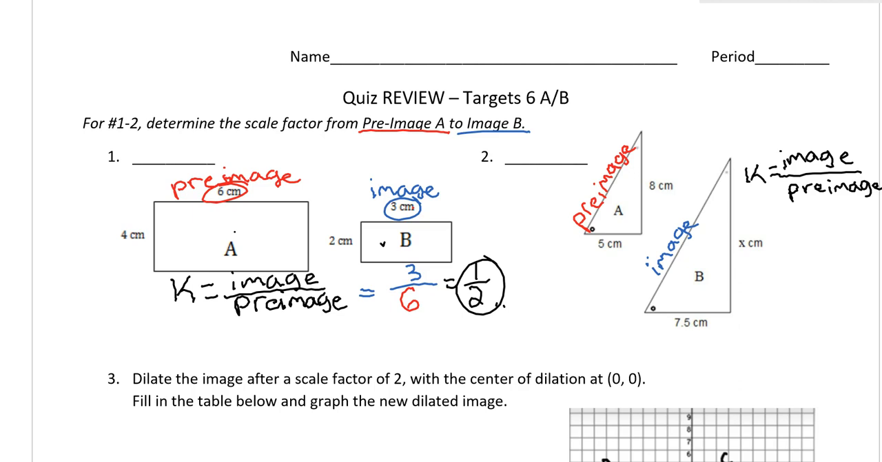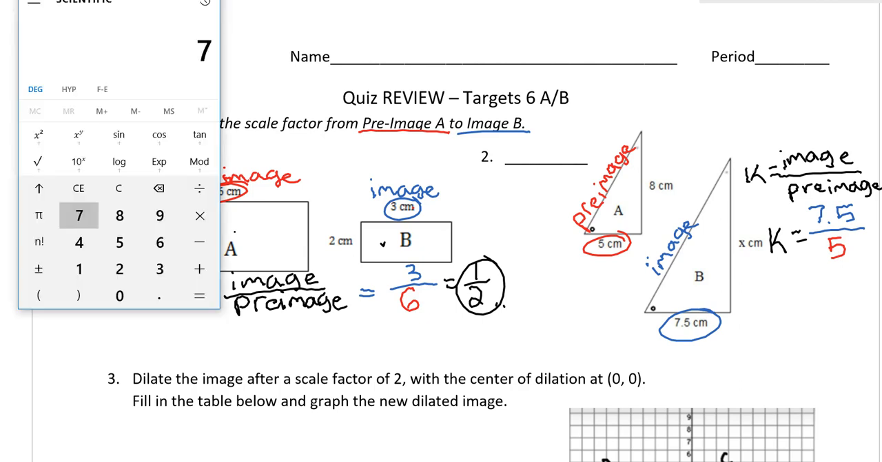Okay. So then, our scale factor K equals, in our image, I really only have one number. I'm not going to use the X. I know it's here, but I don't know what X is. So I'm going to use 7.5 divided by, in my pre-image, that 7.5 is on the bottom of my triangle. So I need to use the bottom of my triangle. 7.5 over 5.